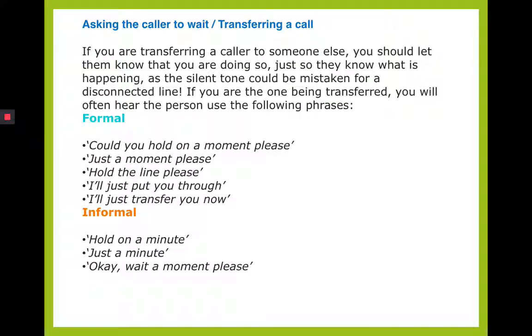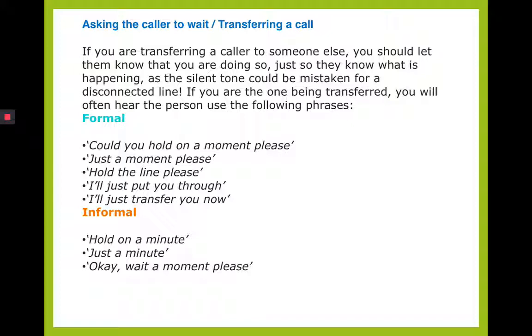Okay. Asking the caller to wait or transferring the call, right? So if you are transferring a caller to someone else, you should let them know that you are doing so, just so they know what is happening, as a silent tone could be mistaken for a disconnected line. If you are the one being transferred, you will often hear the person use the following phrases. Okay, so it's important to indicate that you are going to transfer the call or ask the caller to wait.